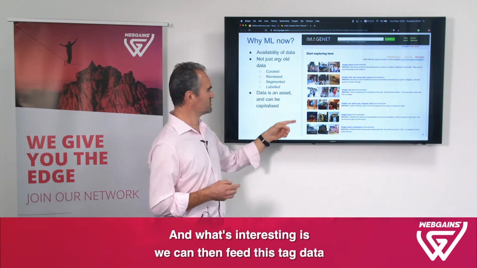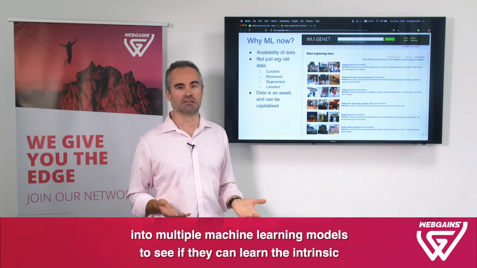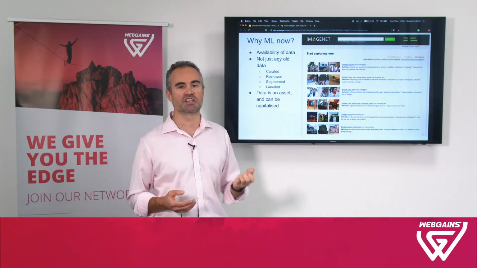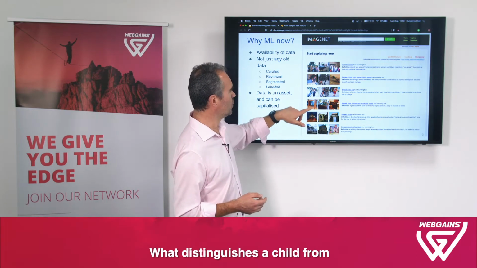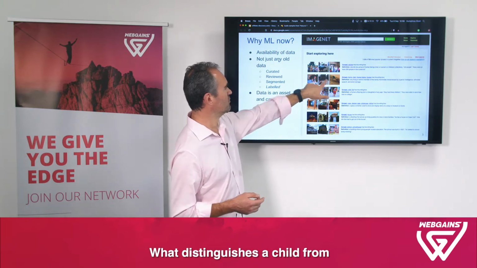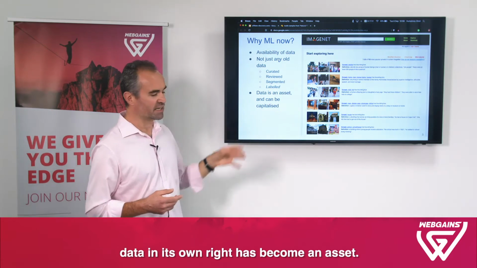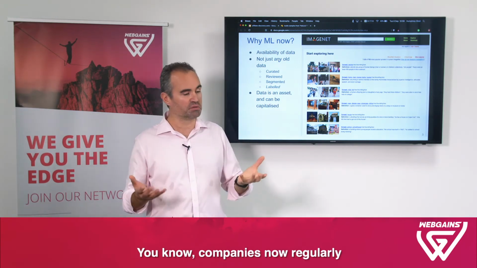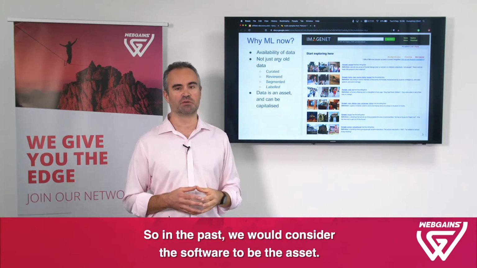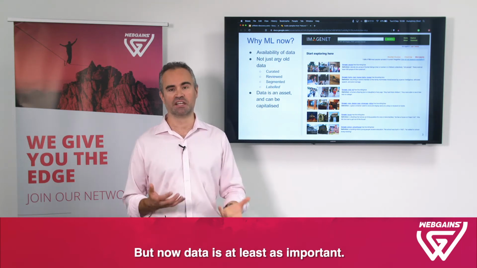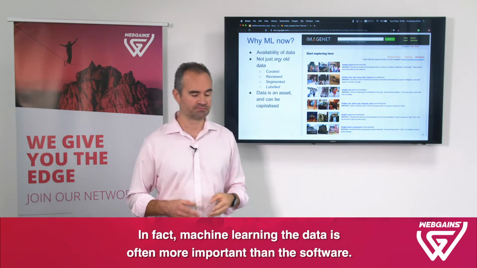And what's interesting is we can then feed this tagged data into multiple machine learning models to see if they can learn the intrinsic concept which distinguishes, for example, a schoolhouse from a regular house, what distinguishes a child from a grown-up adult or human being. So data in its own right has become an asset. Companies now regularly capitalize and depreciate that asset, which is a real step change. So in the past we would consider the software to be the asset, but now data is at least as important. In fact, in machine learning, the data is often more important than the software.